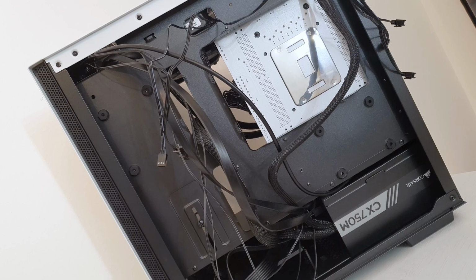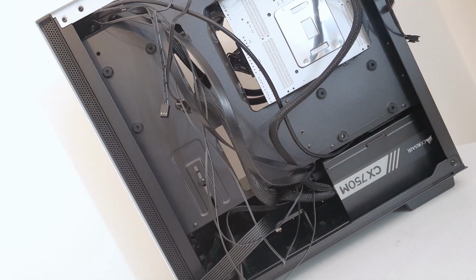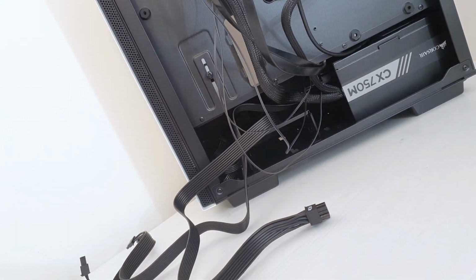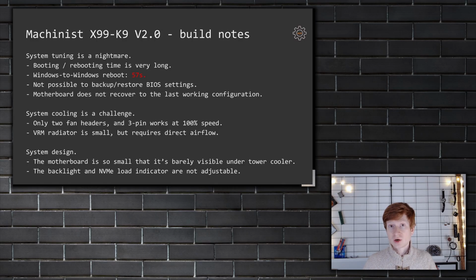First of all, on X99-K9 you have only two fan headers. The first one is a 4-pin CPU fan header and the second one is a 3-pin system fan header. This 3-pin system fan header does not have any options to regulate the rotation speed of the fans, and the fans are rotating at 100% speed. Thus, if you connect a fan there, your computer sounds like a helicopter which is trying to take off.